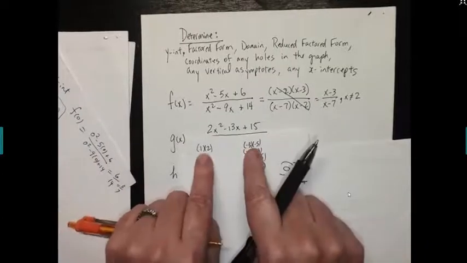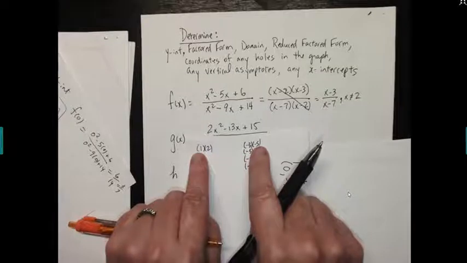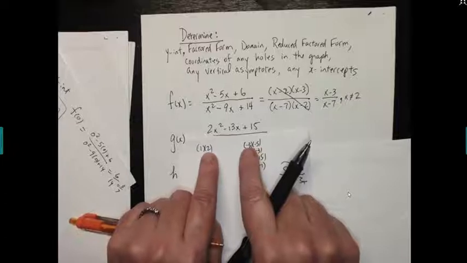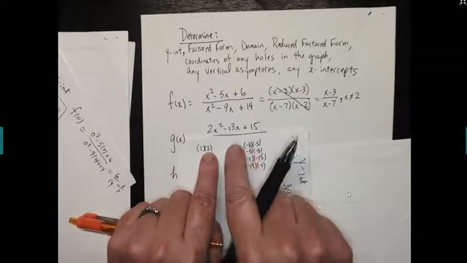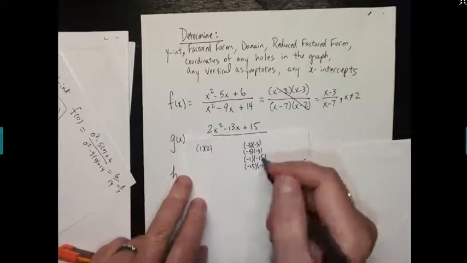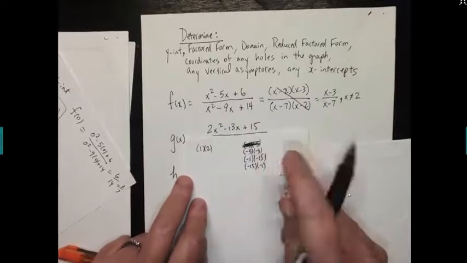So I'll try this pairing first. It's the outer product plus the inner product. Negative 5 plus negative 6 is negative 11, and that does not equal negative 13, so it's not that one.